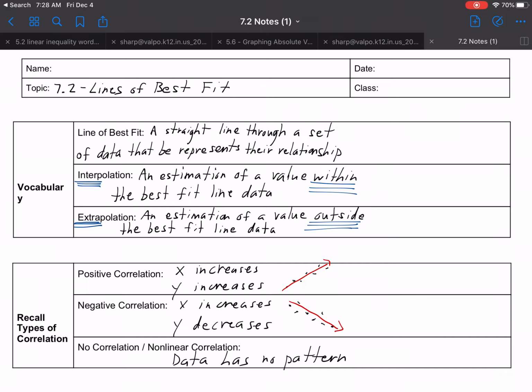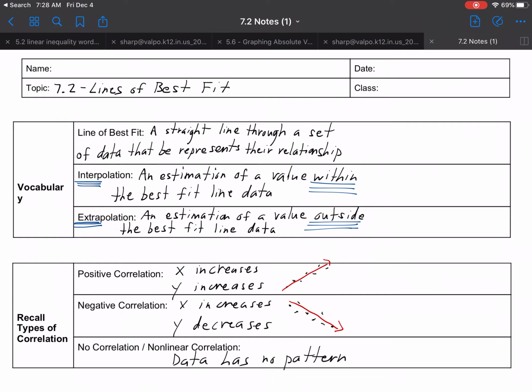So the line of best fit is what we're focused on today, as it's the title of the section, and it says that we need to create a straight line that goes through a set of data that best represents all of the relationship occurring with the lines. So you're basically trying to draw a line that gets as close to or touches as many of the points on your scatter plot as possible.